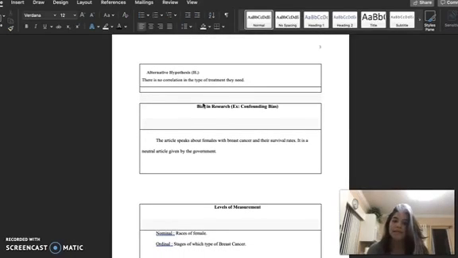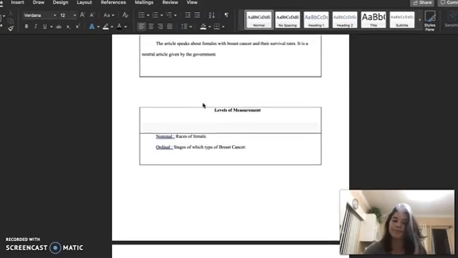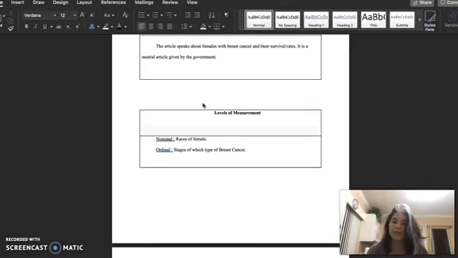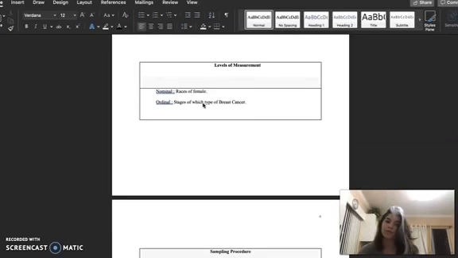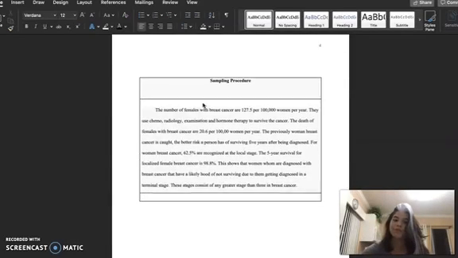Okay, so my bias in research: the article speaks about females with breast cancer and their survival rates. It's a neutral article given by the government. The two levels of measurement that I chose were nominal, which is the races of females, like white, African Americans, Hispanics, and ordinal, the stages of breast cancer. So stage 1, stage 2.